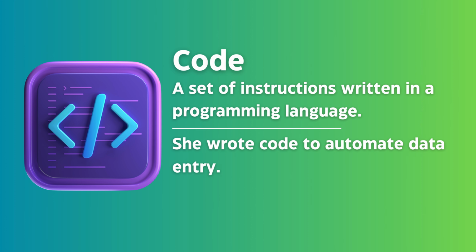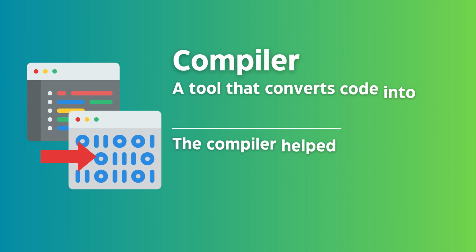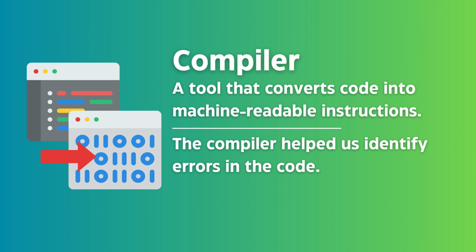Code: a set of instructions written in a programming language. She wrote code to automate data entry. Compiler: a tool that converts code into machine-readable instructions. The compiler helped us identify errors in the code.